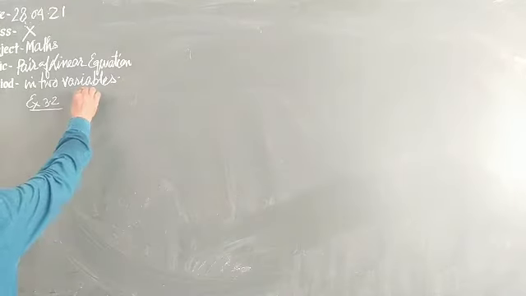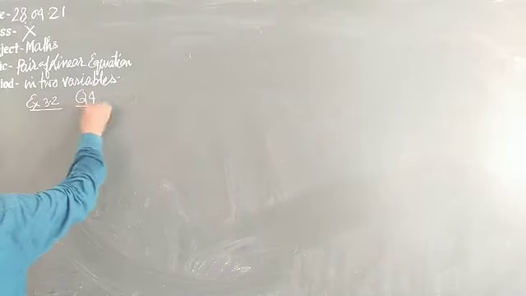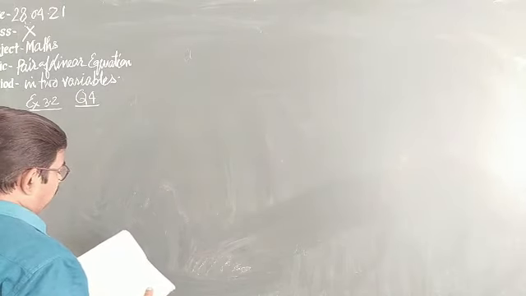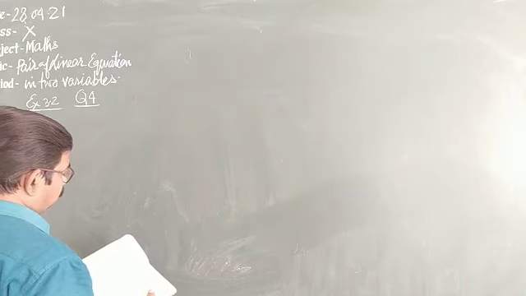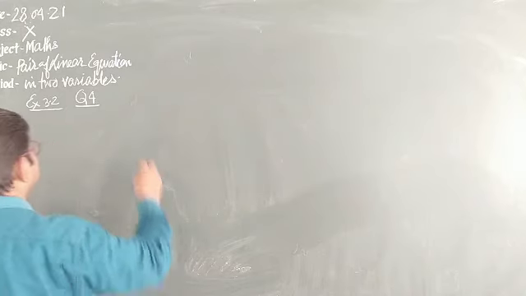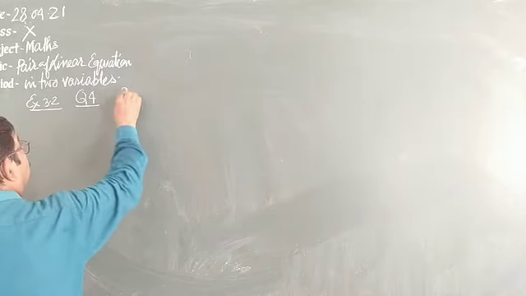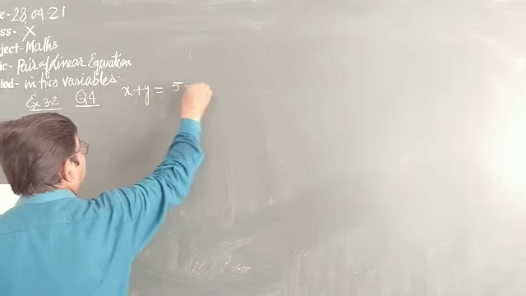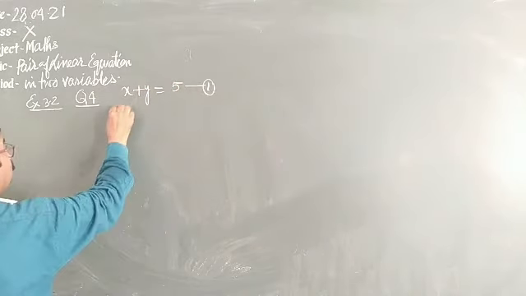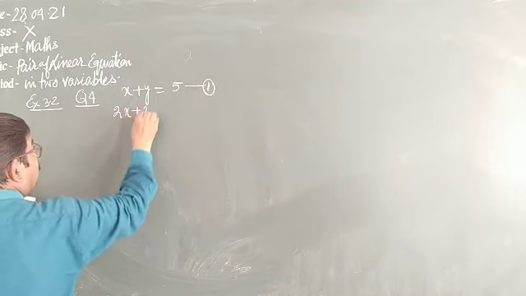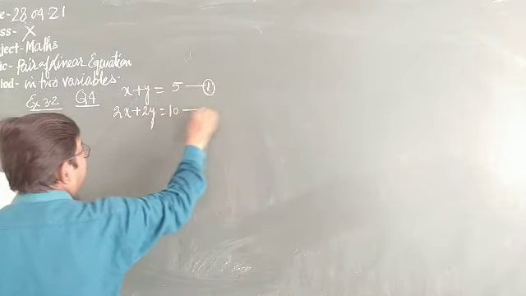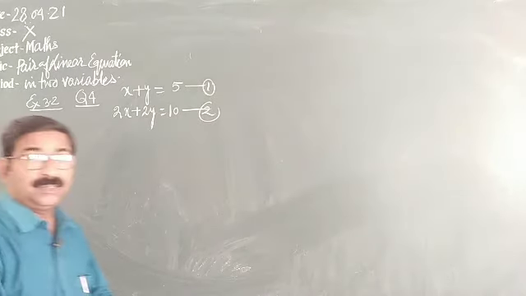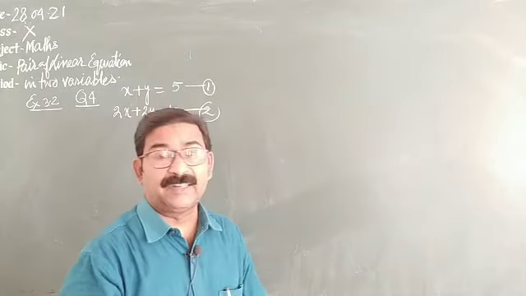So question number 4, first part: x plus y is equal to 5, equation number 1; 2x plus 2y is equal to 10, equation number 2. So first we have to check whether the equations are consistent or not.